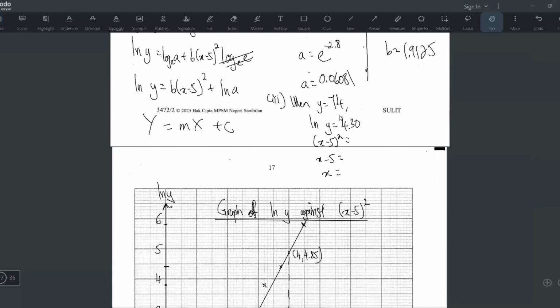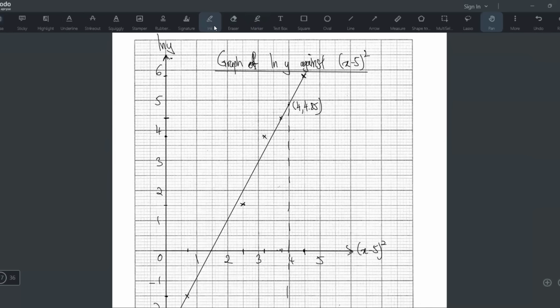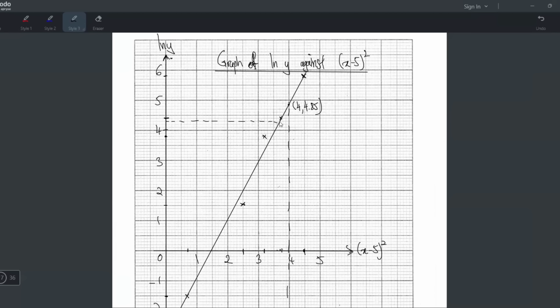Okay, now let's do number 3. I remember this one. I already did the preparation. Yeah, we can straight away go ln y, find 4.3. Okay, 4.0 is here. Go up 3 boxes: 1, 2, 3. And then draw a dotted line. Draw it until it reaches the line. Okay, when it's on the line, the dot, and then draw down.